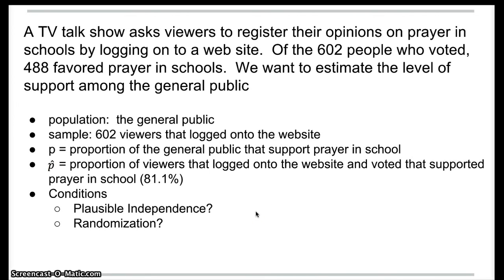So it would be unwise to attempt to use this sample to infer anything about the opinion of the general public related to school prayer. So we could, but it wouldn't be a safe estimate or a safe guess or a safe statement to say anything about it, because we know that it wasn't randomized.